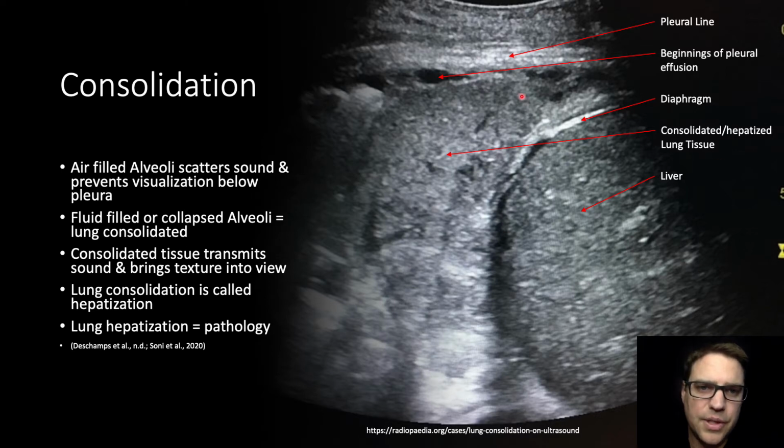If you look over here on the image, you can see that this is the pleural line, with the ultrasound probe sitting right up here. And we're looking down, and you see that this is the liver, and then we've got the diaphragm. And then you can see this is lung tissue that's consolidated or hepatized. And you can actually see little pleural effusions beginning.